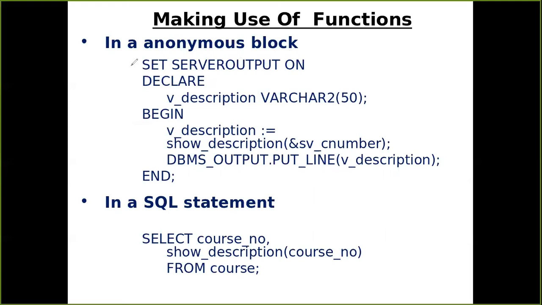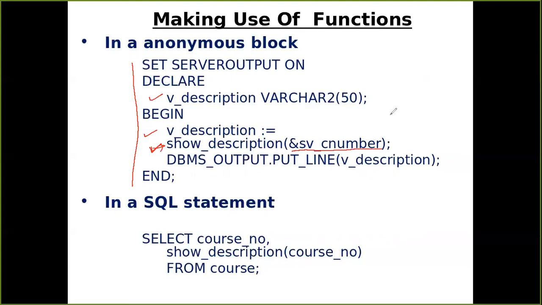Then you can use SQL functions in different ways, like using them in an anonymous block. For example, this is a small program that demonstrates the working of the show description method. You can create your small block, and because it is returning some value, you need a variable. So first of all, you need to declare a variable. Then you write the statement like v description equals show description ampersand sv. So this is a substitution variable.